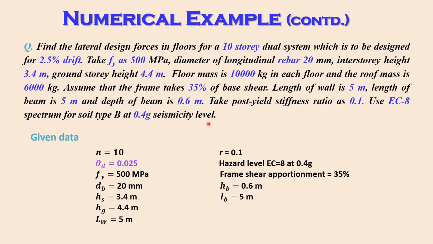Masses are already there. We shall need the length of wall today, 5 meter, and the depth of beam will be required. Length of beam 5 meter, depth of beam is 0.6 meter. The post yield stiffness ratio 0.1 also we shall be utilizing, and we shall be utilizing the spectrum of Eurocode 8 for soil type B at 0.4 g level of seismicity. So this data we shall use, that's why I am again reminding you.